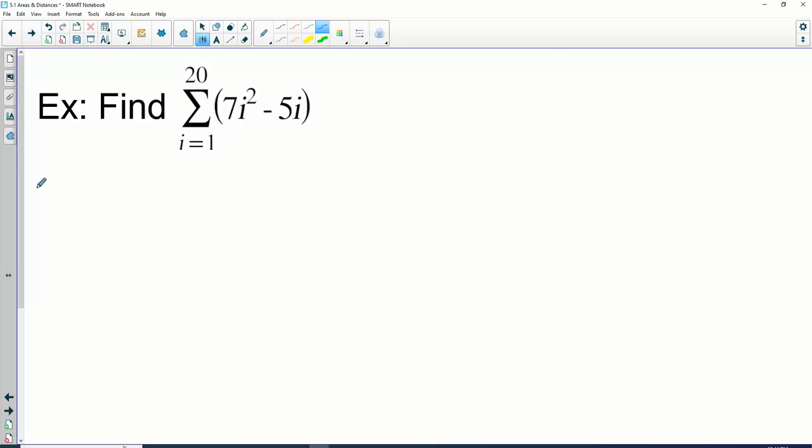Okay, let's take a look at this one. We have to use a combination of properties here, right? My shortcuts are only if I have x to a power. So first, I have to rewrite this so I'm adding up things to a power. Using my summation rules, we know if they're subtracted, we could do each one, right? So I can do the sum from 1 to 20 of 7i squared, minus the sum from 1 to 20 of 5i. Does it match my format yet?